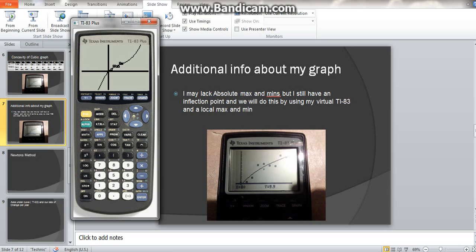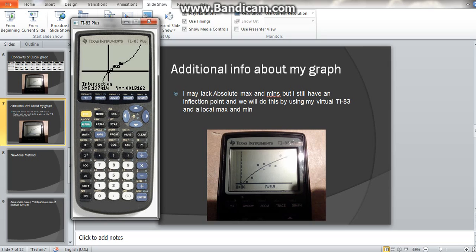Still loading. Now we're going to do second, calculate, intersect, enter, enter, enter. By doing this, where my original graph and my y-intercept meet is where my inflection point is.